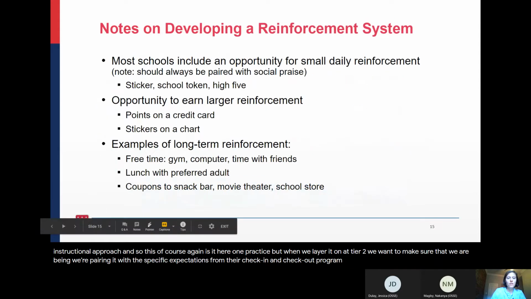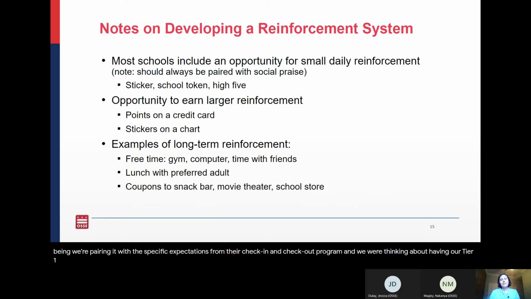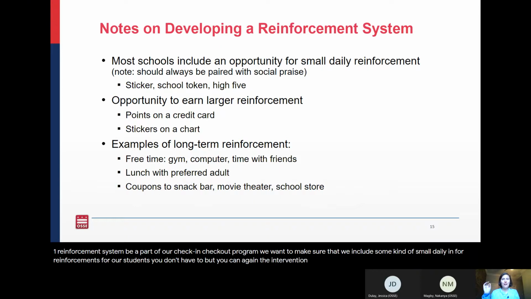And when we're thinking about having our tier 1 reinforcement system be a part of our check-in check-out program, we want to make sure that we include some kind of small daily reinforcement for our students. You don't have to, but you can. Again, the intervention is not the thing. It's not the sticker. It's not the toy. It's not the treasure chest. The intervention is the adult's attention.